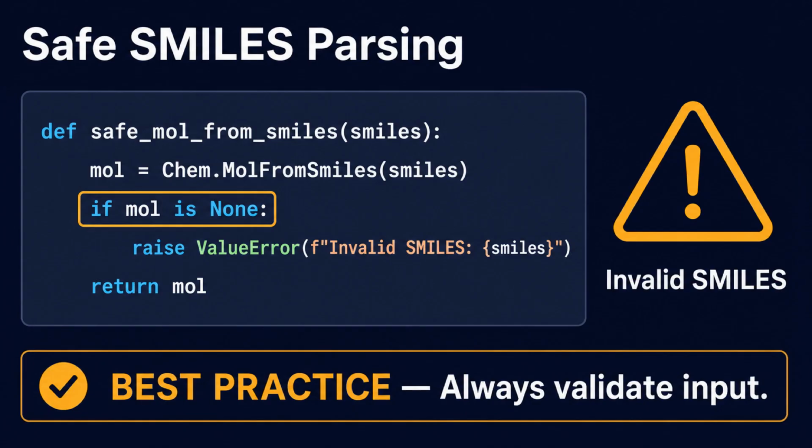Important: MolFromSmiles returns None for invalid SMILES, so always add error handling. Create a safe MolFromSmiles function that checks if the result is None and prints a warning. This prevents crashes when processing large datasets where some SMILES might be malformed.